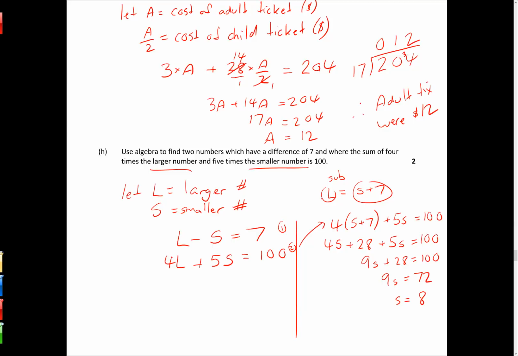And then we sub that answer back into the other equation. If L equals S plus 7, L equals 8 plus 7, because S is 8. So there's one way to go about it. I found that the larger number is 15, and the smaller number is 8.